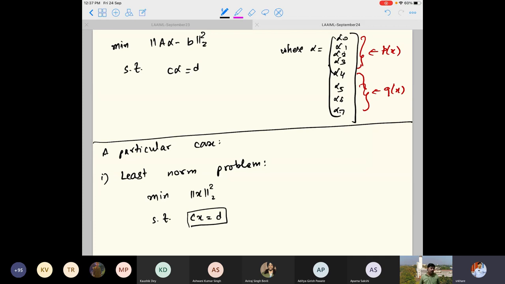So you can pose this problem as a constrained least squares problem. So what are A and B here? A is equal to identity and B is equal to the zero matrix in particular. So in this particular problem, A is equal to identity and B is equal to zero, and you solve this least squares problem.